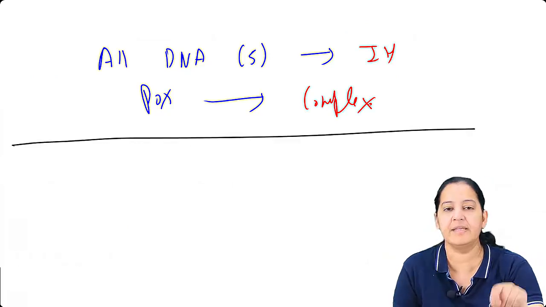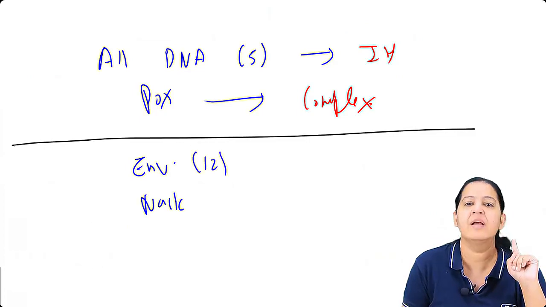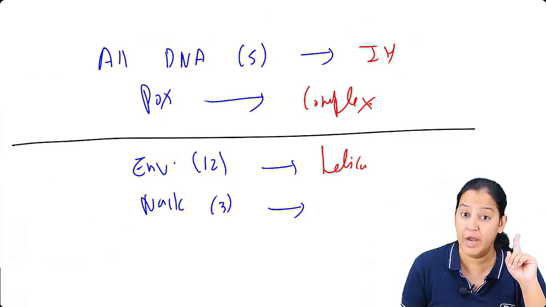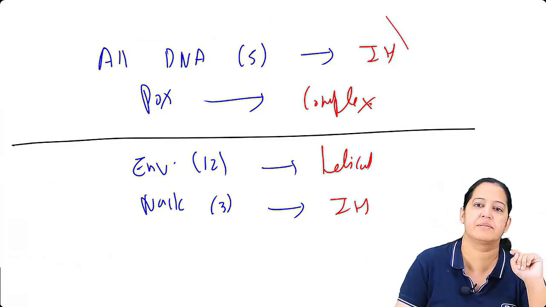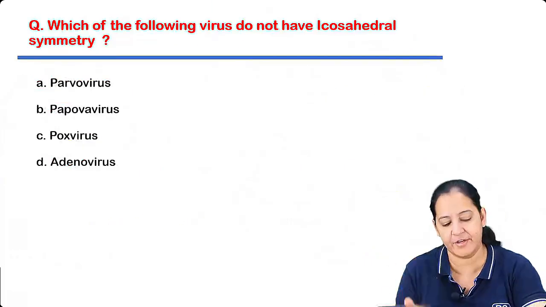Among the RNA viruses, say enveloped and naked. Enveloped are 12, naked are 3. The enveloped ones are helical and the naked are icosahedral. This is the summary. You can write like this. You get questions on that sometimes. That's symmetry. Read the question, tell me the answer.